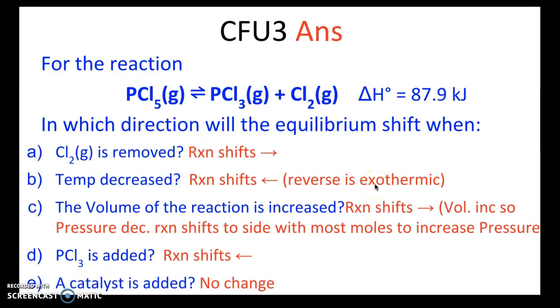The volume is increased. That means we decrease the pressure. So if you decrease the pressure, it's going to shift to the side with the most moles of gas to increase the pressure, and the side that has the most moles of gas is the product side, so it's going to shift to the right. If you add PCl3, which is one of our products, it's going to shift to the left to counterbalance that. And if you add a catalyst, no change actually. There's no change with a catalyst, so that's something to remember.